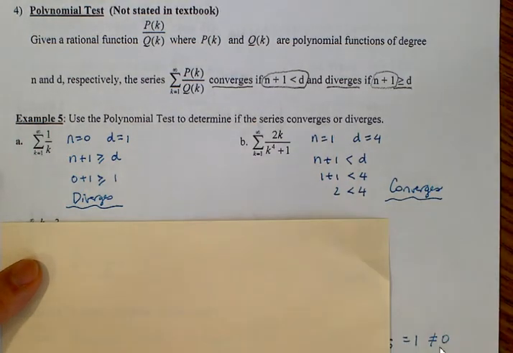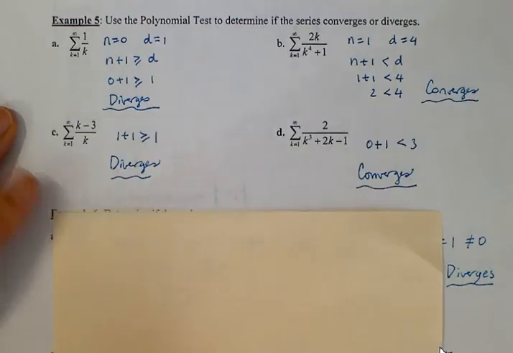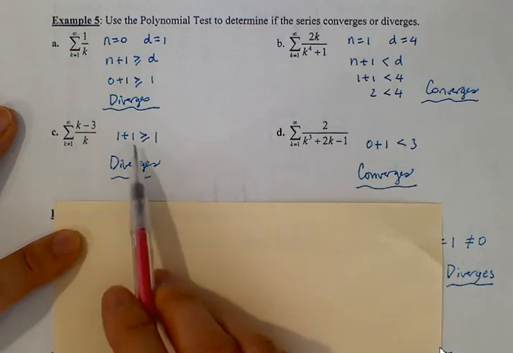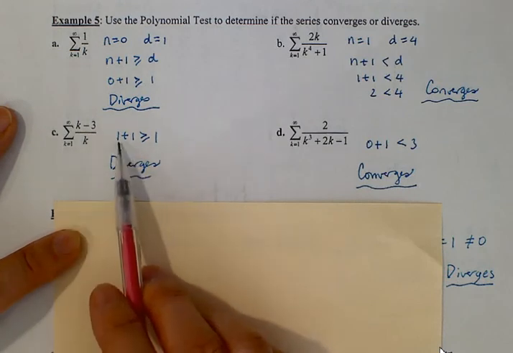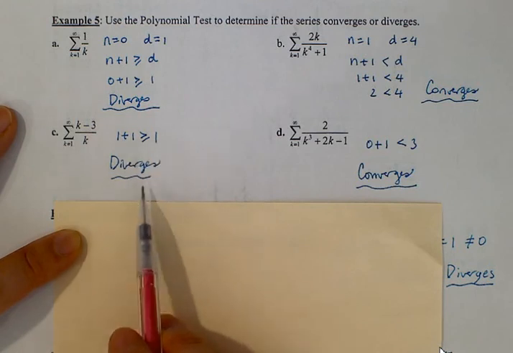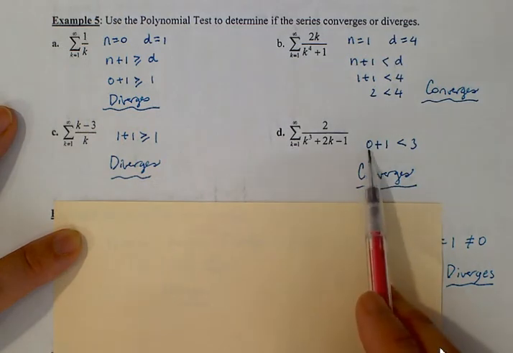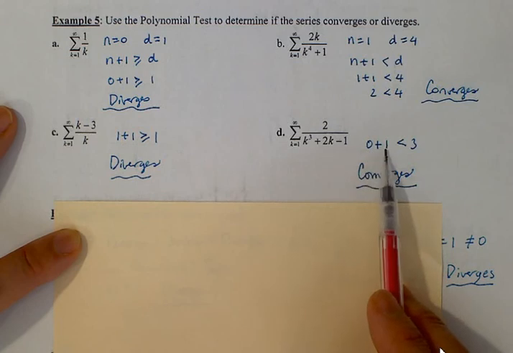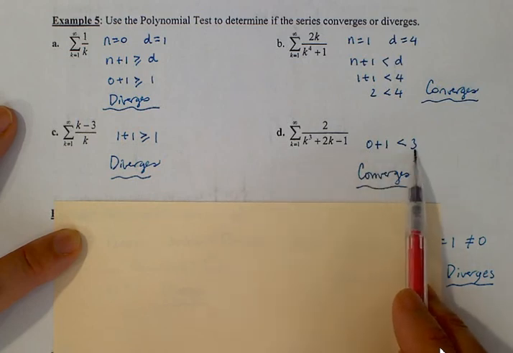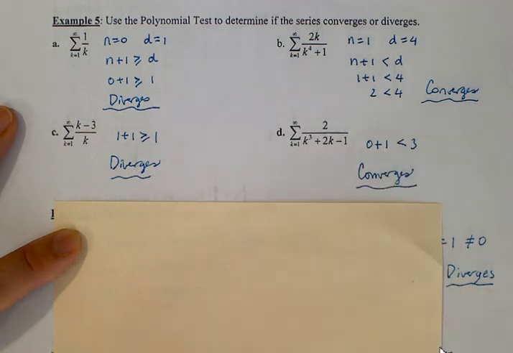Okay, I'd like you to pause this video and try C and D. Okay, here are the answers. So for C, your numerator's power is 1, and the denominator's is 1. You add 1 to the numerator, and it's greater than or equal to 1, so it diverges. Okay, for D, your numerator's power is 0, and you add 1 and compare it to the denominator's power, which is 3. 1 is less than 3, so it converges.